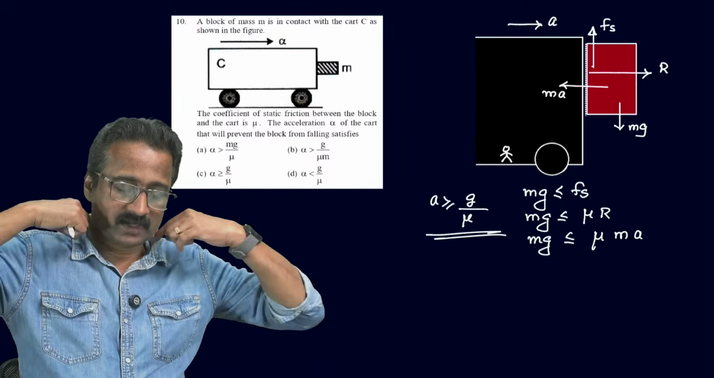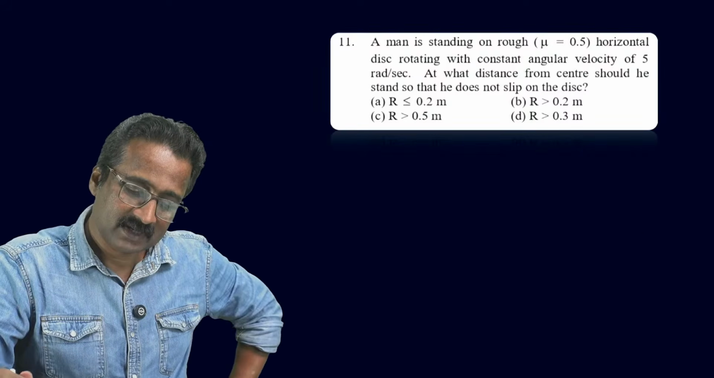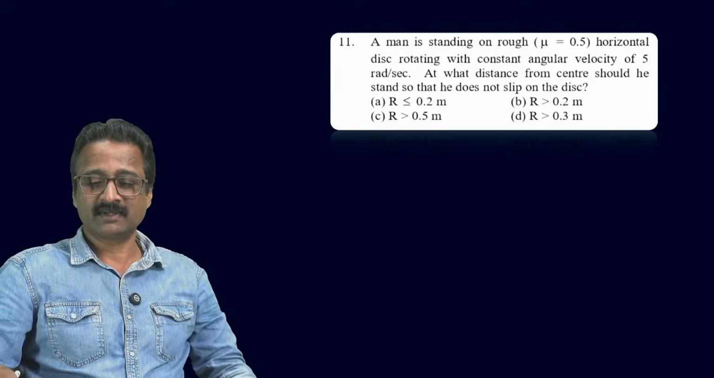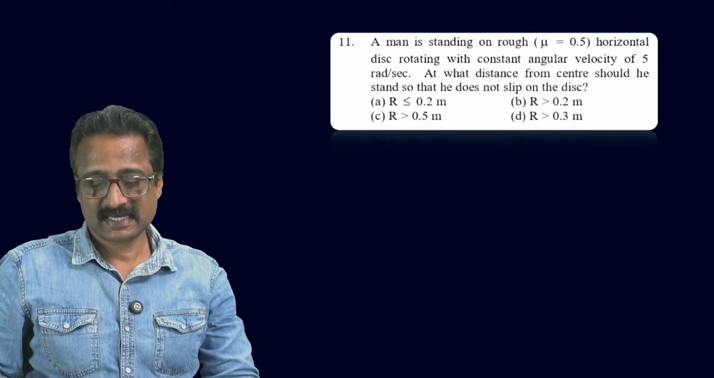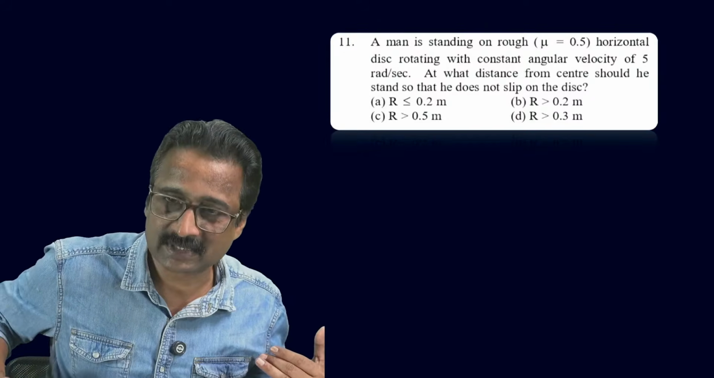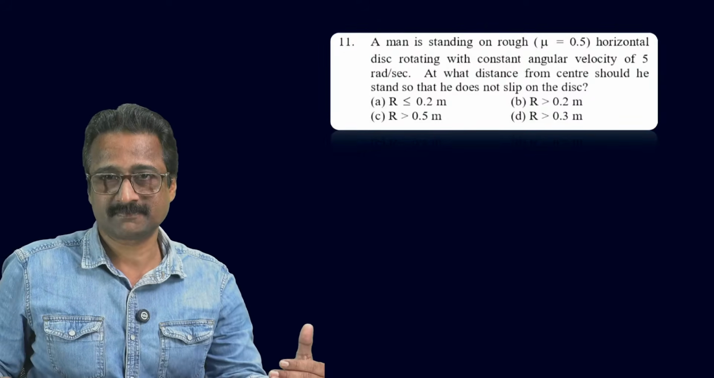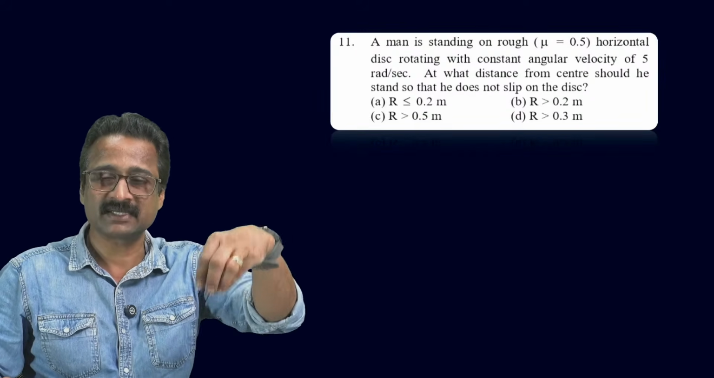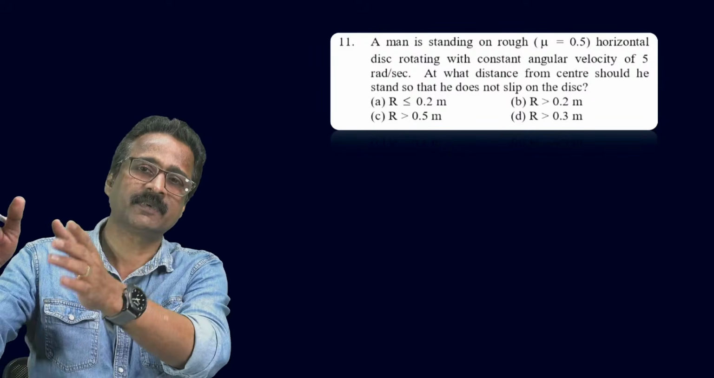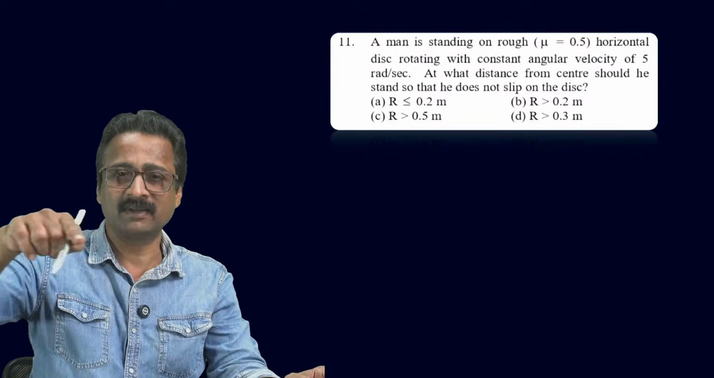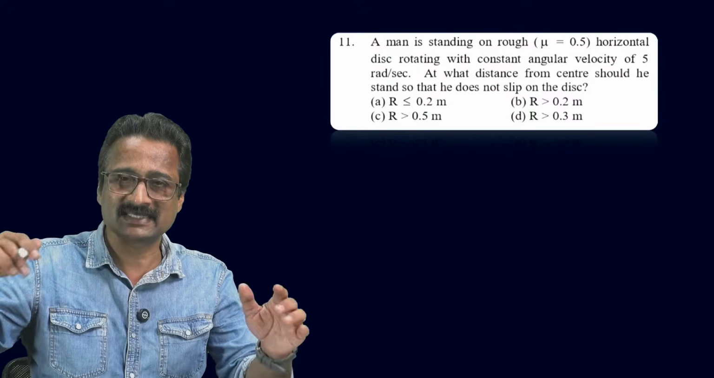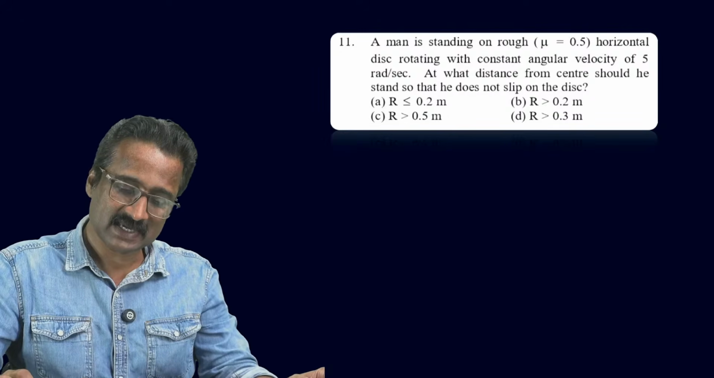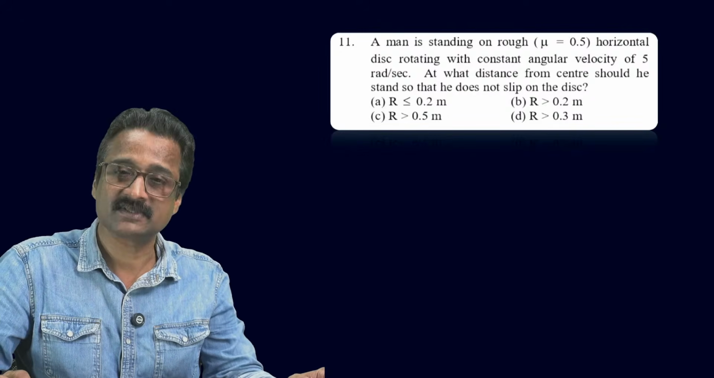Okay, I'm going to question number 11. A man is standing on a rough horizontal disk rotating with a constant angular velocity of 5 radian per second. At what distance from the center should he stand so that he does not slip on the disk? So you must imagine that there's a rotating table or disk which is free to rotate about a central axis, and some person or a body is placed on the table. Now, if the angular velocity of the whole disk is exceeding a certain limit, the body is likely to slip away. So the question is, what is the distance at which the body must be kept so that it doesn't slip?